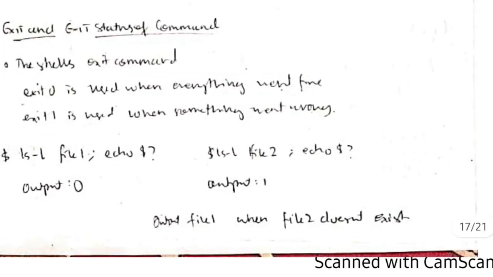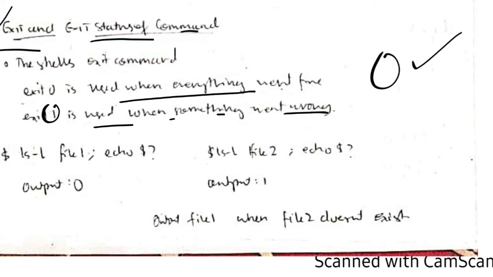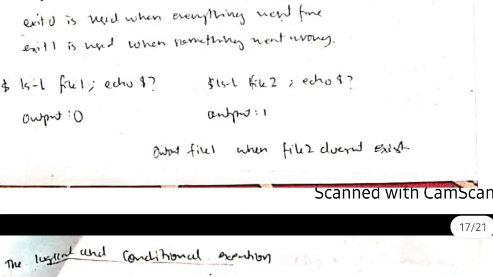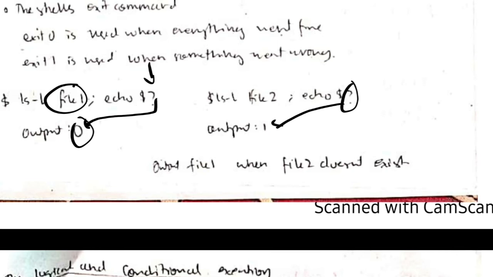The exit status of a command is important. Exit 0 means everything went fine, and exit 1 means something went wrong. 0 means success, 1 means failure, so we can remember it that way. For example, ls -l file1, then echo $?. If it's successful, the question mark will output 0. If it's not successful, it will output 1.